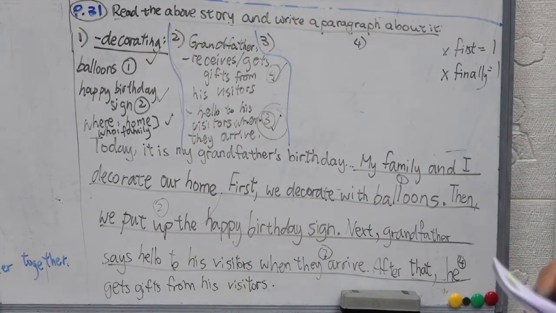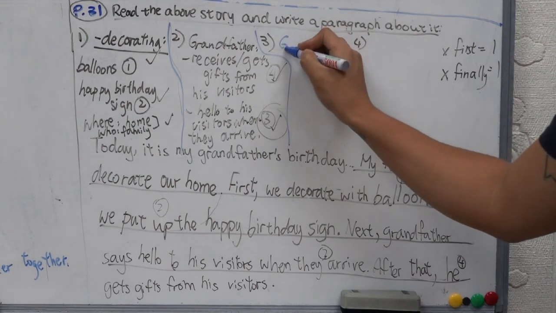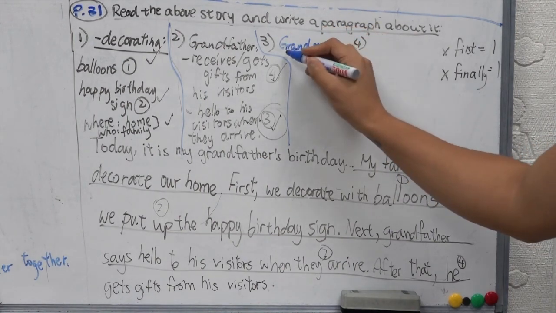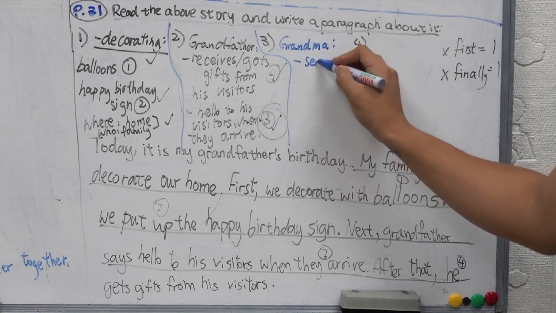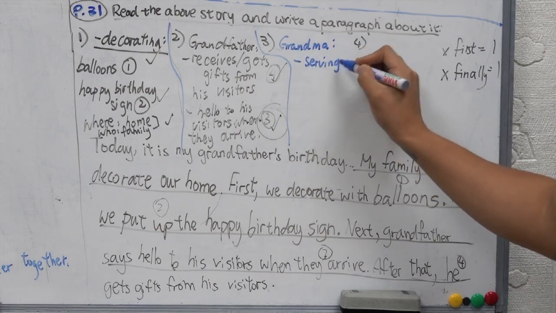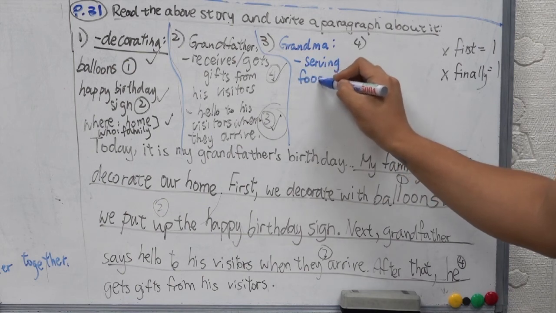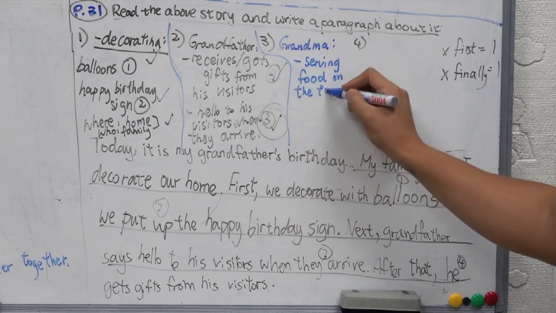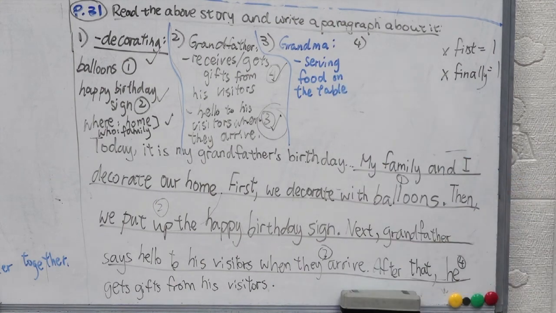Okay, so with picture 3, what is happening? We can see grandma, right? What is grandma doing? So grandma, she is serving what? Serving food on the table. What else is happening?